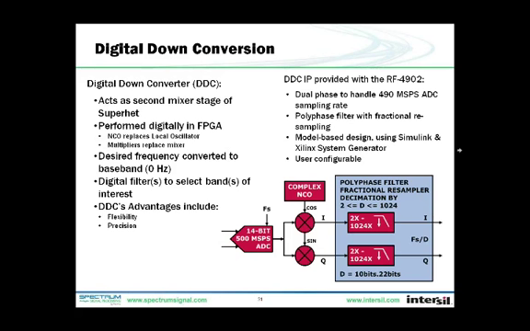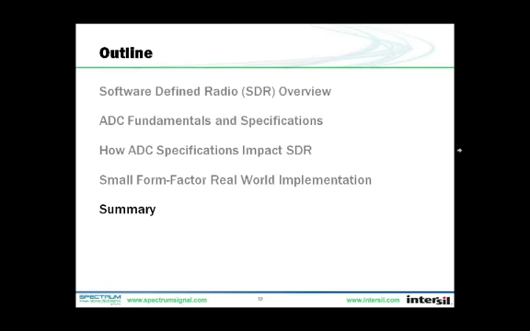The DDC is implemented using model-based design using Simulink and Xilinx System Generator, and that helps us to make it user configurable so you can modify it to suit the application. It also makes it easy to control from the software library. After the DDC, the signal gets sent onwards to baseband. It's actually a baseband signal that you can use onward to baseband processing either on the FPGA or further downstream in a separate baseband processor.